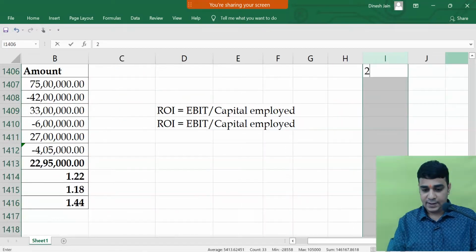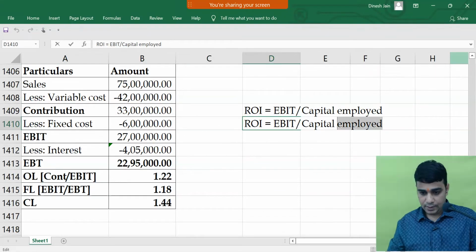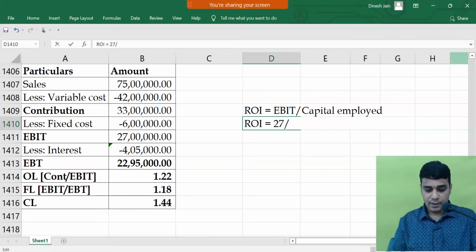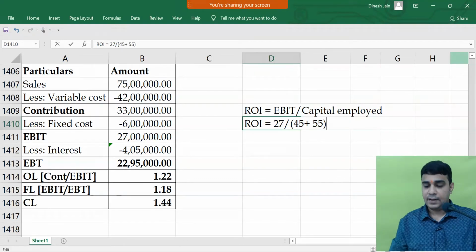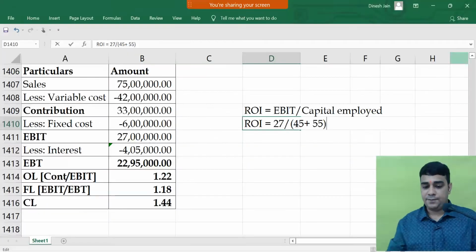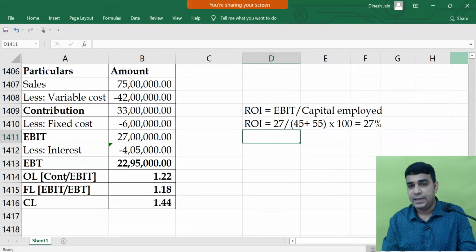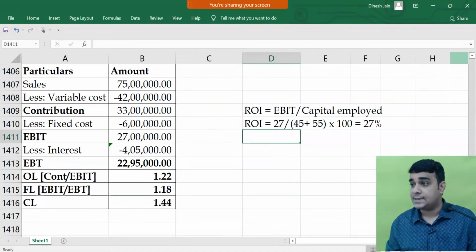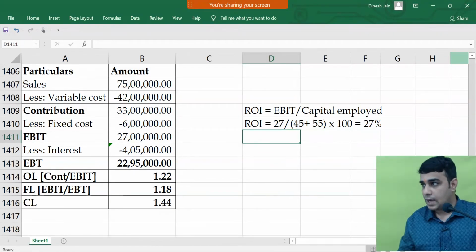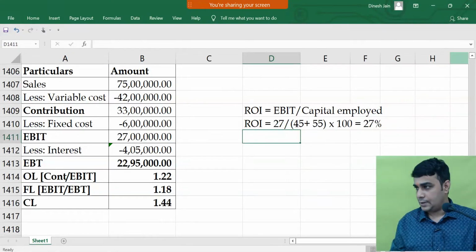So EBIT is 27 lakhs, by 45 plus 55. Capital employed is debt plus equity, which is 45 plus 55, that is 100. So this is 27%. This is called pre-tax ROI. We also have a post-tax ROI. There are two types of return on investment: pre-tax ROI and post-tax ROI. Pre-tax is 27%. Post-tax we cannot calculate because tax rates are not there.